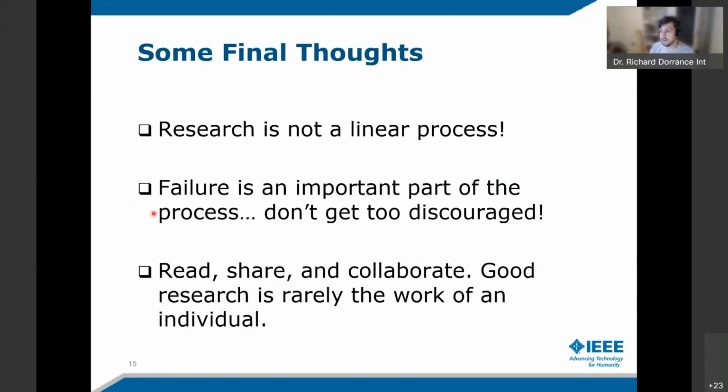And again, failure is an important part of the process. It's a very important part of the process, and so you shouldn't get too discouraged. I would say when you're going through and building things within each stage of an idea, 90% of the things don't pan out.